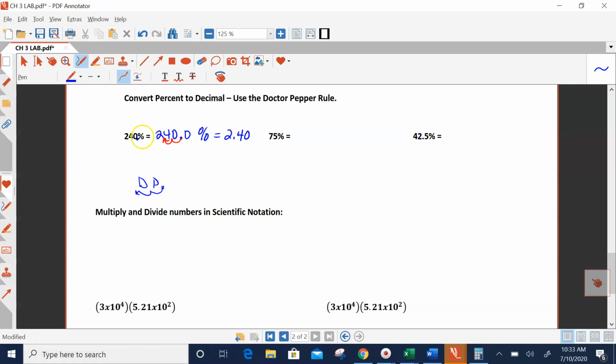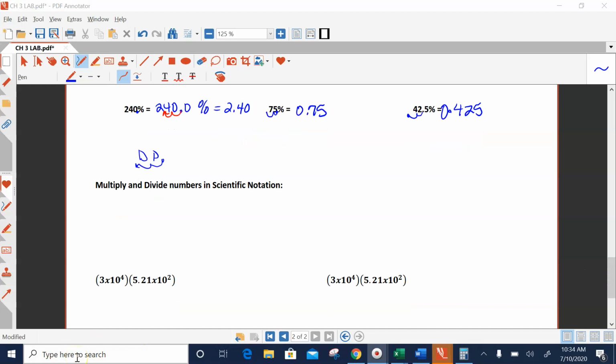So I'm given the percent symbol. So to change that percentage to a decimal, I'm going to move it two places to the left. So find the decimal, move it two places to the left. So 75% would be 0.75. Or you could just write it as 0.75. 42.5% as a decimal would be 0.425. Dr. Pepper rule, keep that one in your back pocket and use it when you have to do these types of conversions.